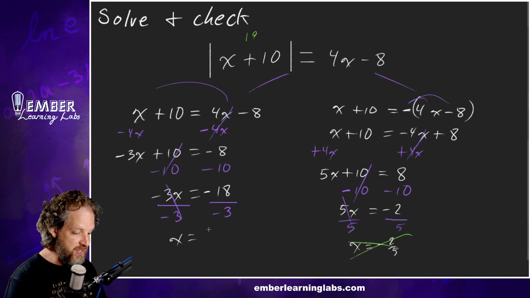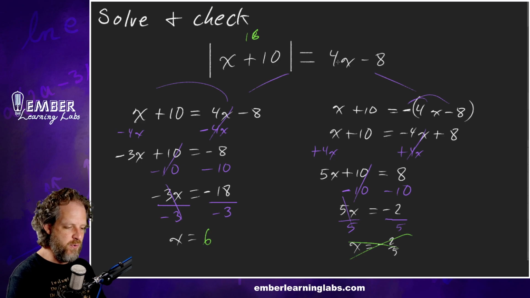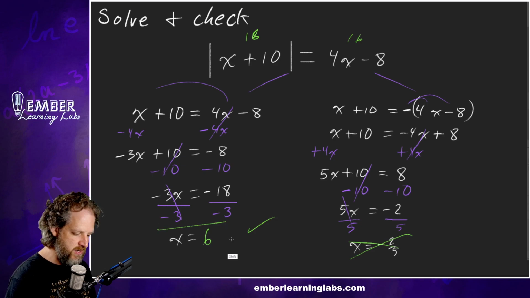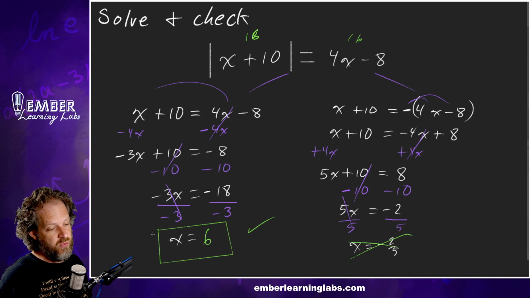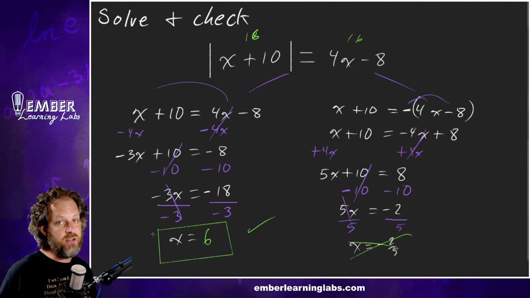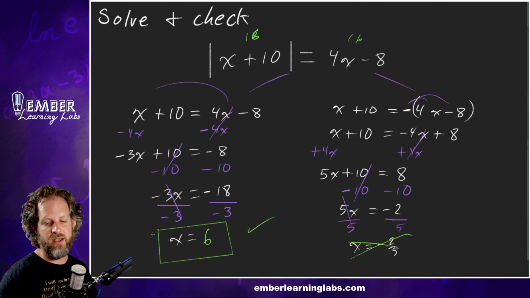How about positive 6, which would make this a 16. This is 24. 24 minus 8 is also 16. So this one does in fact work, which means this one is correct. This one doesn't work. Sometimes both answers will work. Sometimes neither one will work. Which is why it's very important that you always check those.